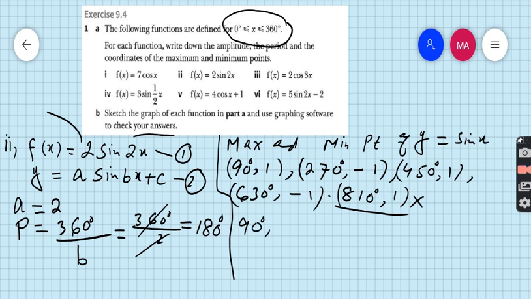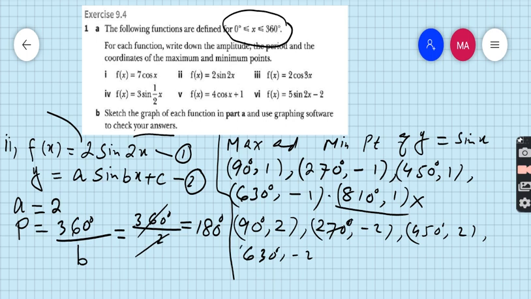90 degree, multiply 1 by the amplitude, 2 ones are 2. 270 degree, minus 1 into 2 is -2. 450 degree, 1 into 2 is 2. 630 degree, -1 into 2 is -2. And 810 degree, 1 into 2 is 2.